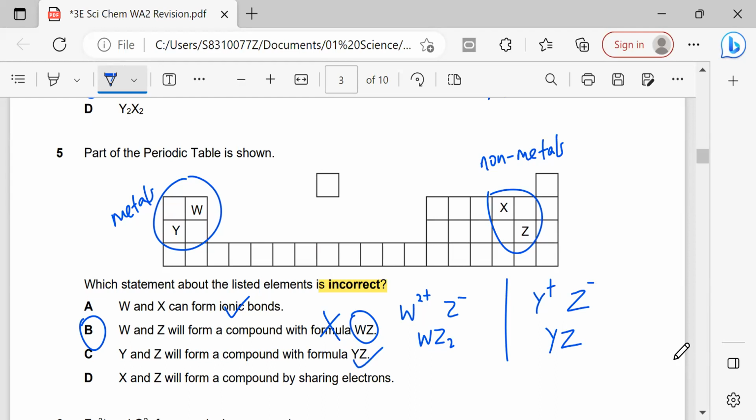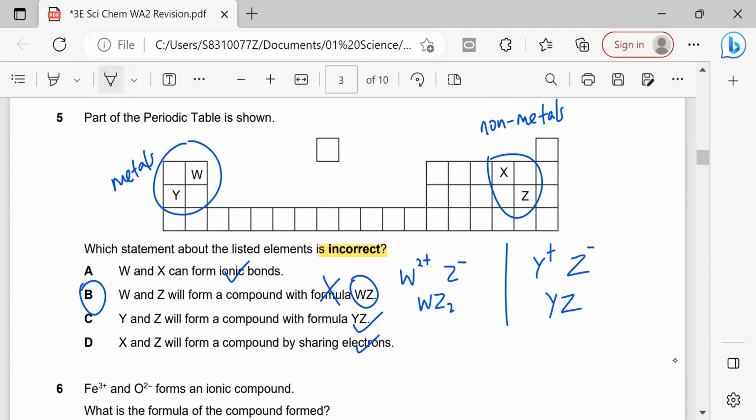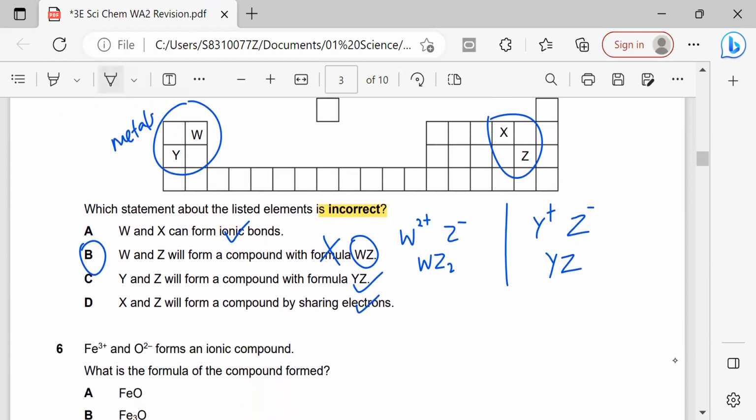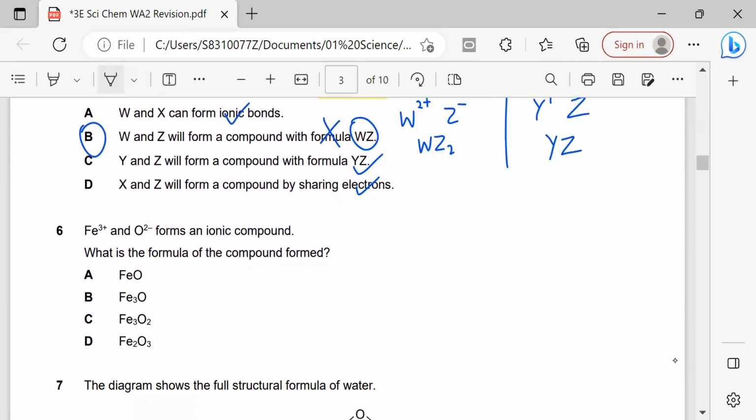And finally, X and Z will form a compound by sharing electrons. This is again another true statement because they are both non-metals and therefore they will form covalent bonds through the sharing of electrons. So I hope that you are convinced that B is the answer now. Now let's look at number 6.